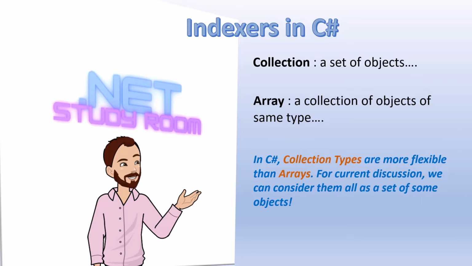Anyone familiar with any programming language generally knows about arrays. An array is a collection of a certain number of objects of the same type. In C#, there are arrays and many other collection types. We will surely discuss all those collections separately. For now, a collection is a set of objects.